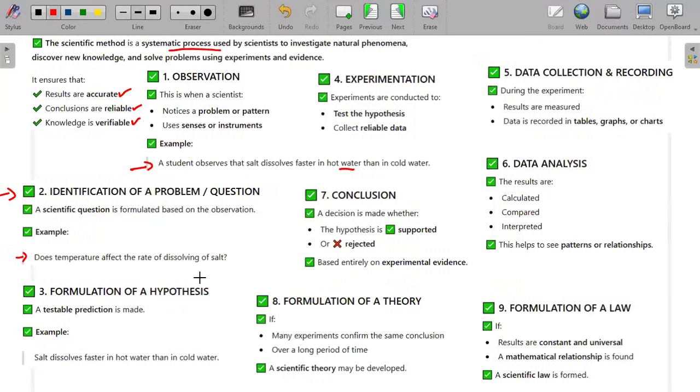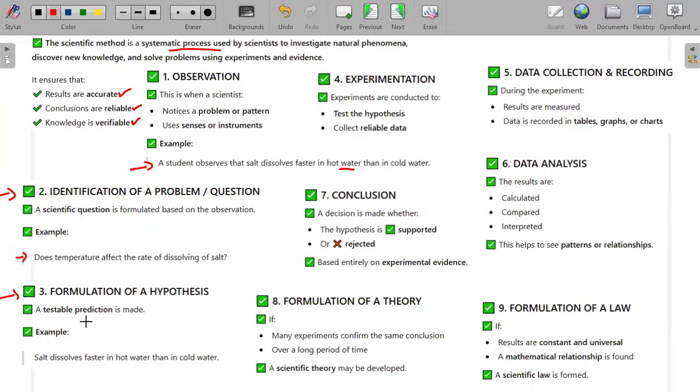From there, the third stage is formulation of what we call a hypothesis. A hypothesis is a testable prediction. You're just making a prediction that you want to prove is either wrong or correct.